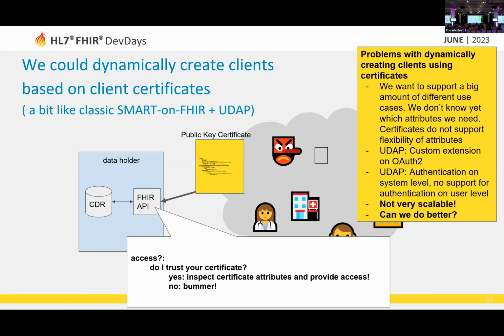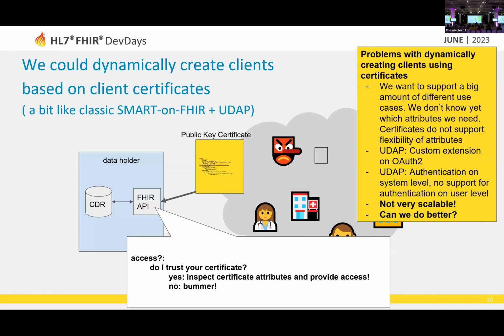Another problem is that UDAP is a custom extension on OAuth 2. Like FHIR, I think one of the big reasons why FHIR is that popular is that it's really close to normal internet standards that normal internet developers use every day. So you want to be resilient on using custom extensions.